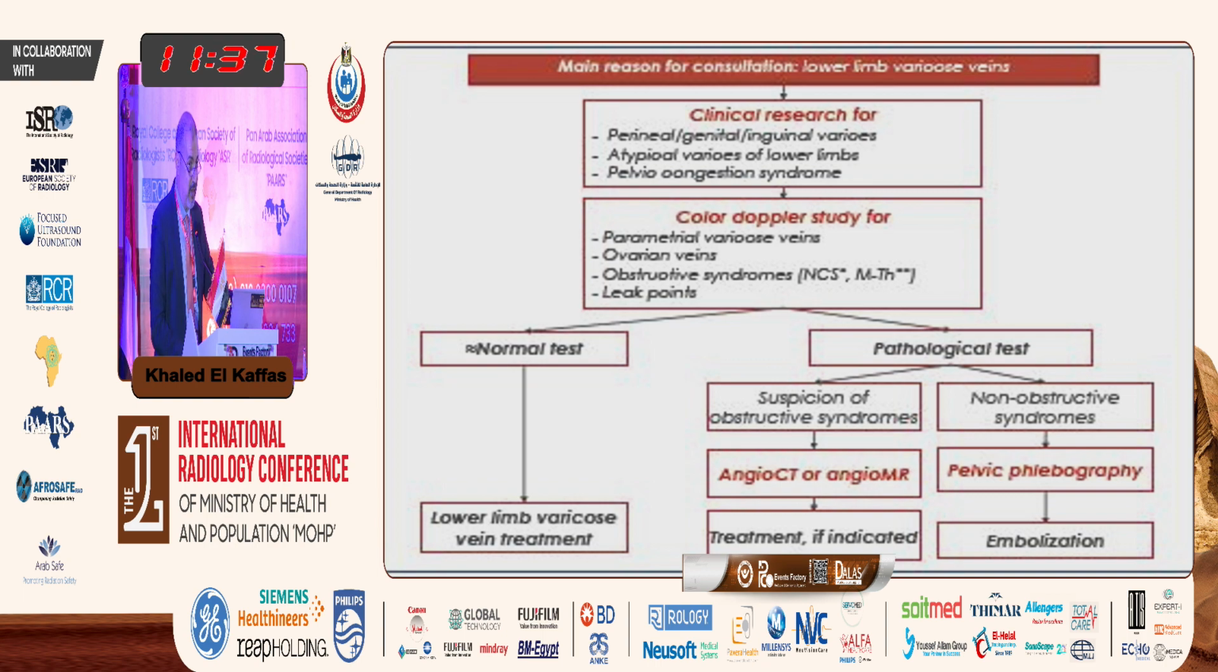If you have pathological findings, either we suspect obstructive syndrome type 2 and go for contrast angiography, CT or MRI, or we suspect a non-obstructive syndrome and go for pelvic phlebography, and we can do embolization if we are interested in interventional radiology.